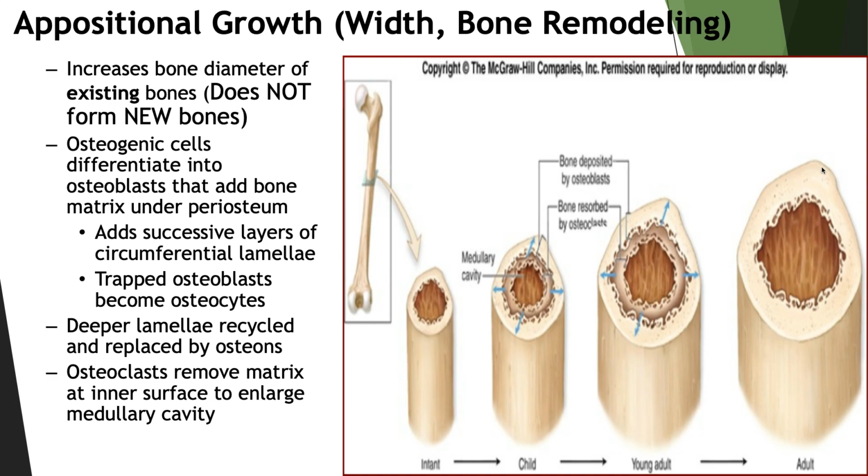In addition to longitudinal growth, you have appositional growth, which can be considered widening of the bone. In appositional growth, the osteoprogenitor cells beneath the periosteum differentiate into osteoblasts and form new osteons on the external bone surface. While bone is being added to the outer surface through appositional growth, osteoclasts are removing and recycling lamellae on the inner surface. As a result, the medullary cavity gradually enlarges as the bone increases in diameter. Appositional growth is important in increasing the diameter of existing bones, but does not form the original bone.